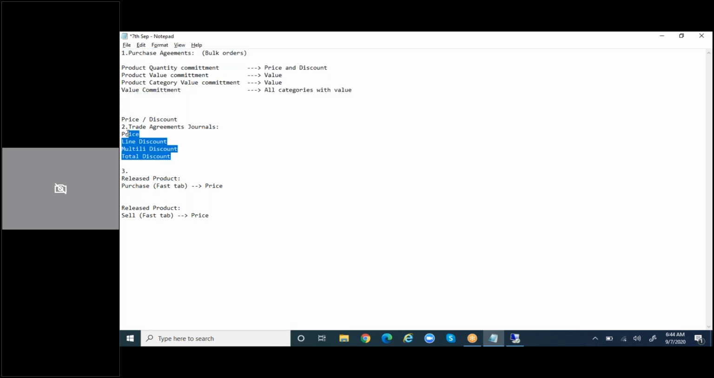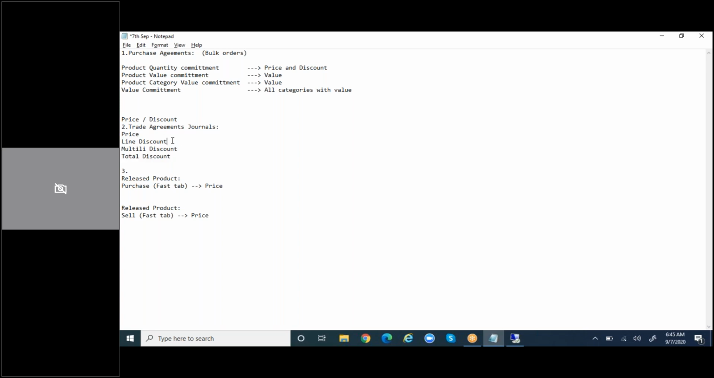This is normal. Here you are not giving any commitment to your vendor, and at the same time your customer is not giving any commitment to you. This is normal price and discount, whatever it is.